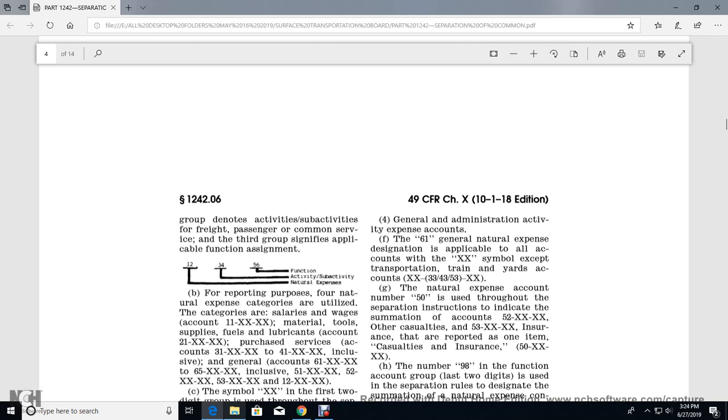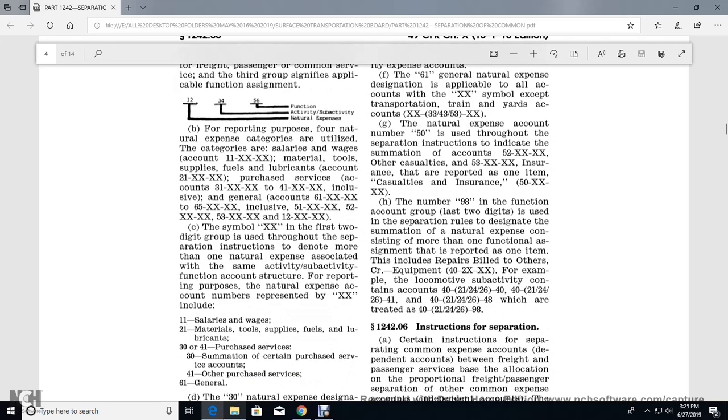The natural expense account of 50 throughout the separation instructions indicates the assumption of the accounts of 52xxxx other casualty and 53xxxx insurance, and these are reported as one item, casualty insurance 50xxxx. The number 98 in the function of the account group, the last 2 digits of the separation rule, designates the assumption of the natural expense consisting of more than one functional assignment, reported as one item, as required, including the repair bill and the other CR equipment.